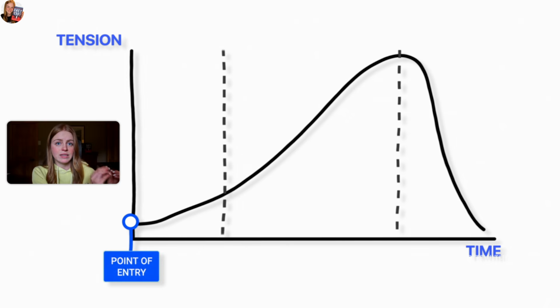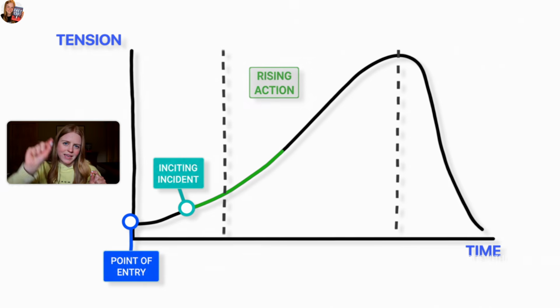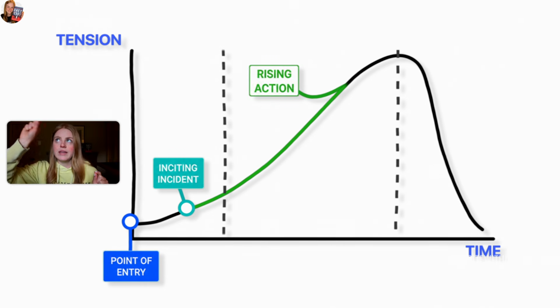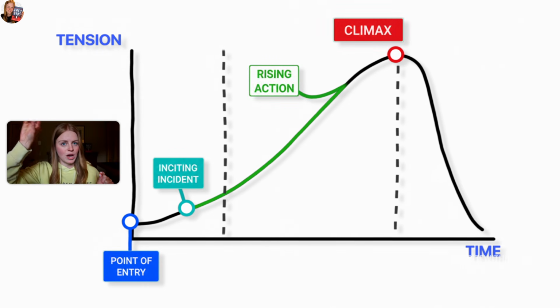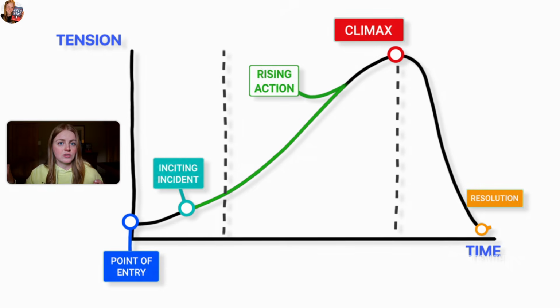and your major plot points are: you have your point of entry right at the beginning of the curve, then you have your inciting incident as the action starts to pick up a little, you have your rising action as it goes up on the slope, and then at the top you have your climax right at the top of that curve, and then you have a resolution that comes down. Every single chapter of your book, at least the way that I like to plot them, should also have this structure.